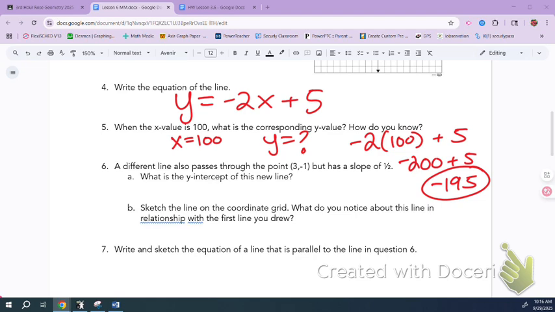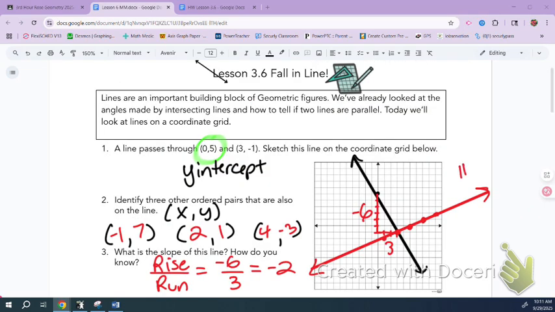Okay, now we're switching gears. Number 6. A different line also passes through the point (3, -1), but now it has a slope of 1/2. Can you add that to your graph? And then we'll answer the question. I'm going to pull up my graph. Again, I'm adding that line to my graph for problem number 6. Now you're going to answer the questions for number 6.